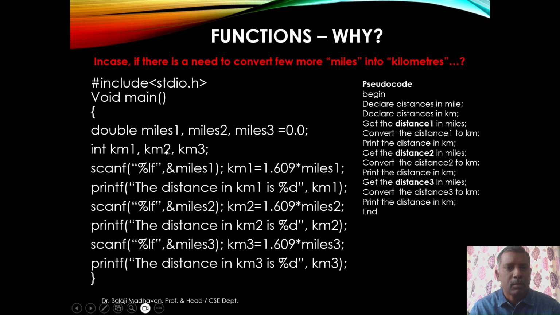So to convert one data, I have to write 3 lines of code, and for 3 data, I have to write 9 lines of code. You just imagine if I need to convert 30 such miles into 30 equal kilometers, how many lines of code I have to write? So this is one pressing problem, correct?